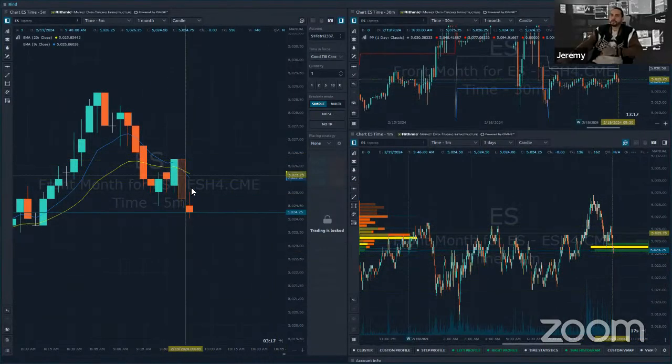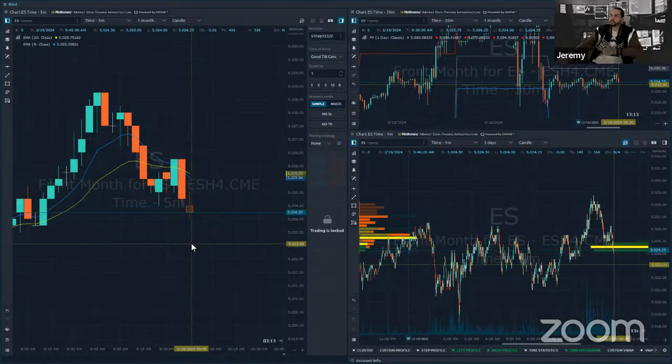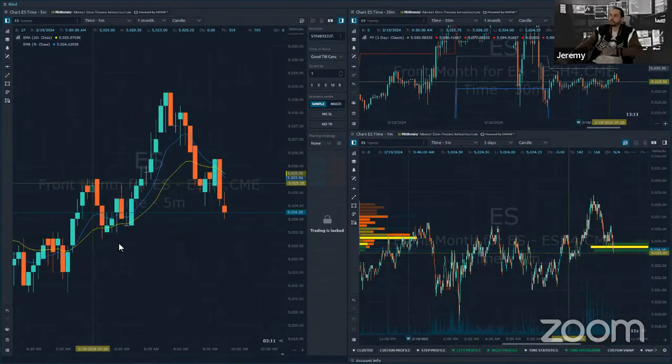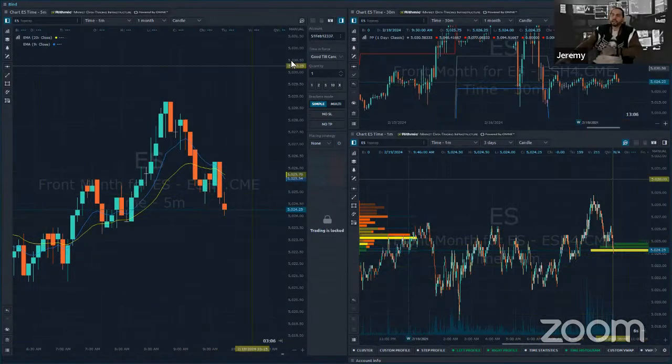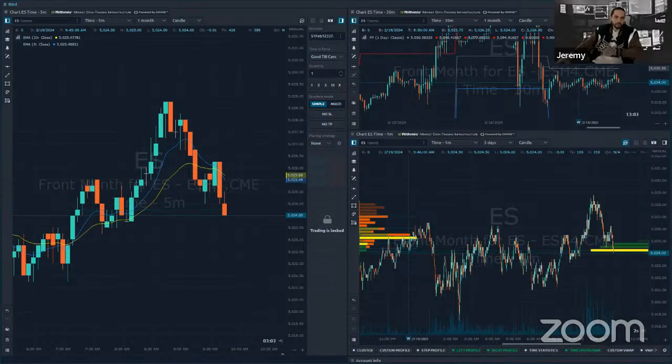That would have been a beautiful short right here. We could have taken that 9 and 20 cross, rejection, push down. Yeah, nice head and shoulders. See what happens. But yeah, so that's my top step chart. And then let me show you my bottom left screen.